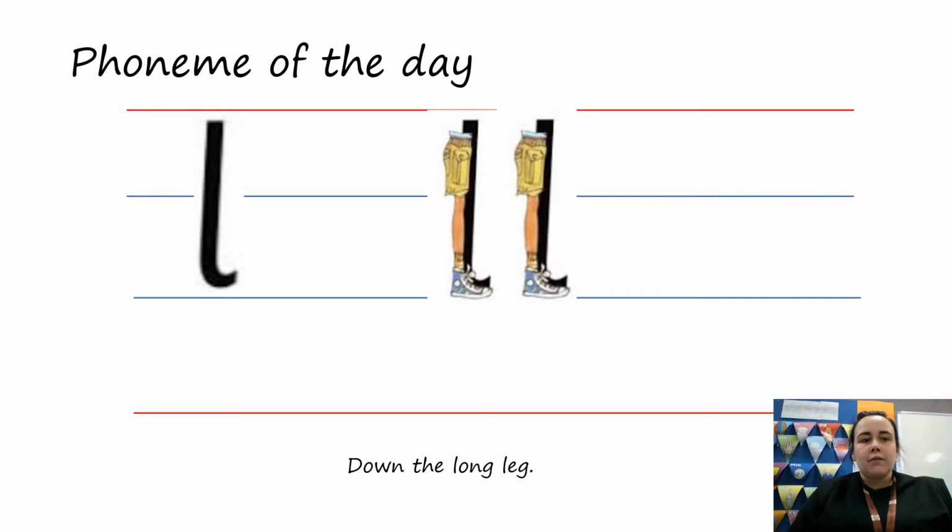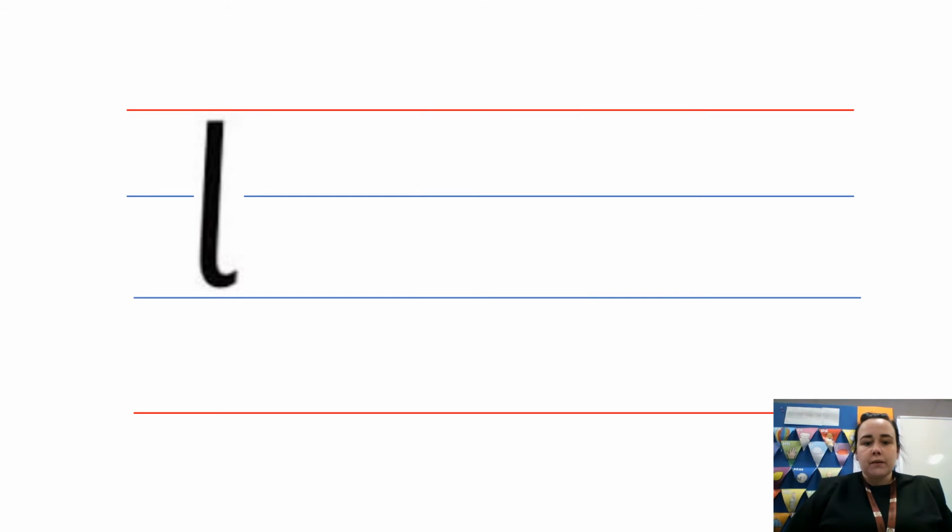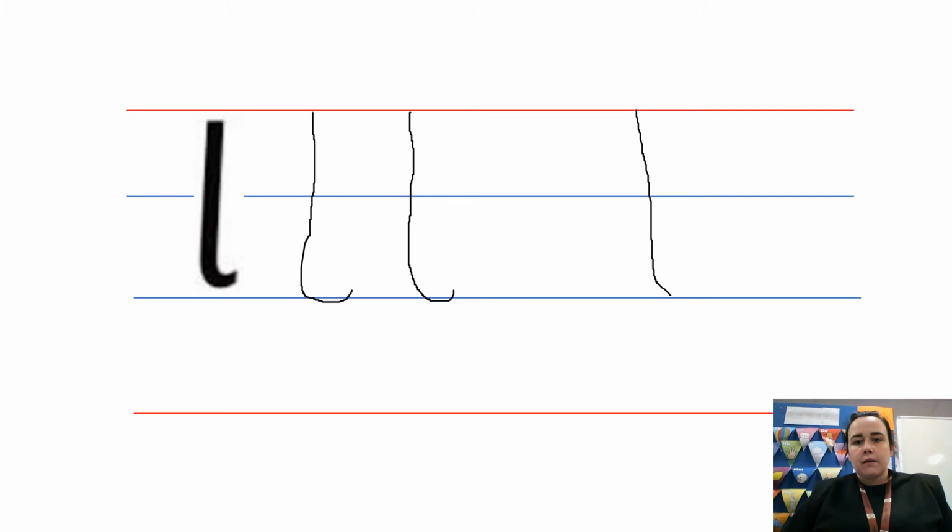Okay, we're going to have a go at writing the sound all together. When we write our all, we write it as a grapheme. We start at the top red line. It's an ascender, so it starts at the top of the red line and goes all the way down the long leg. If we write it as a digraph, which is our longer all, we go down the long leg and down the long leg.